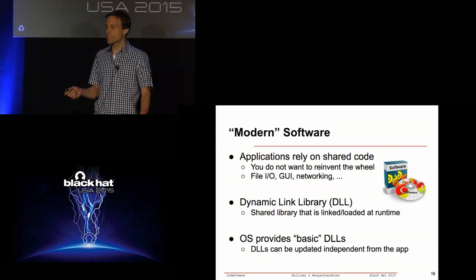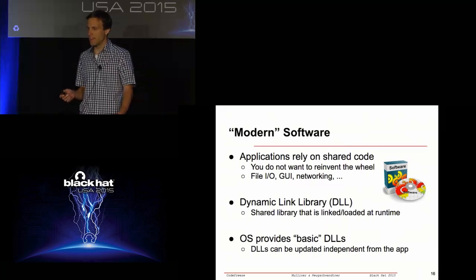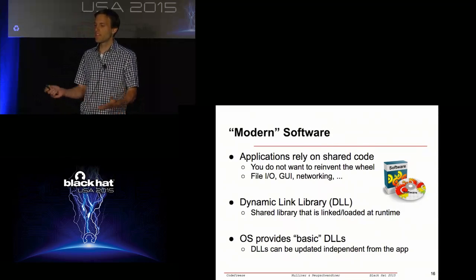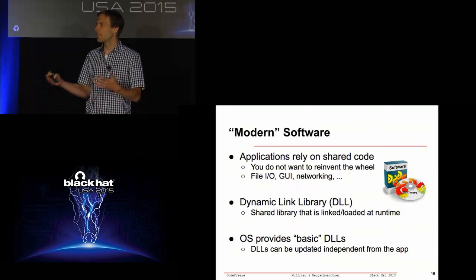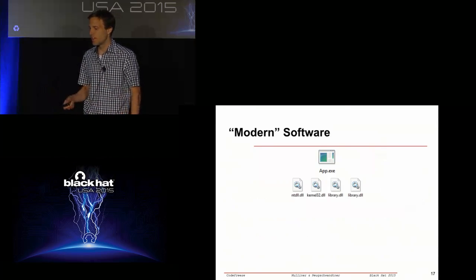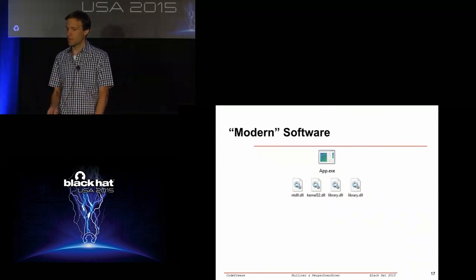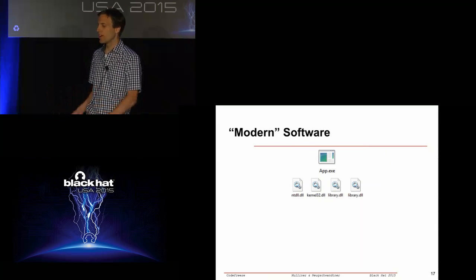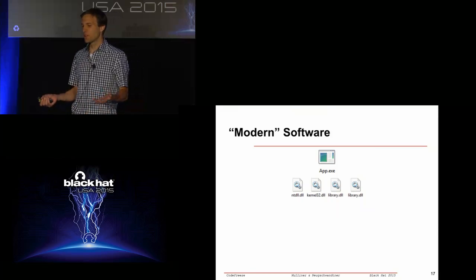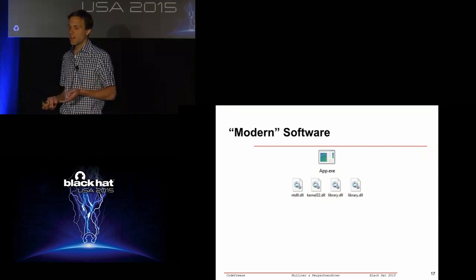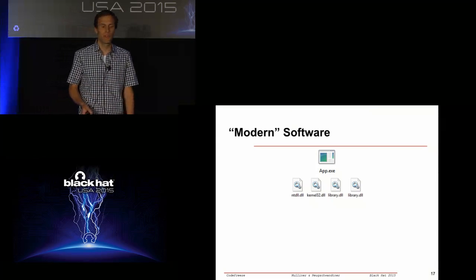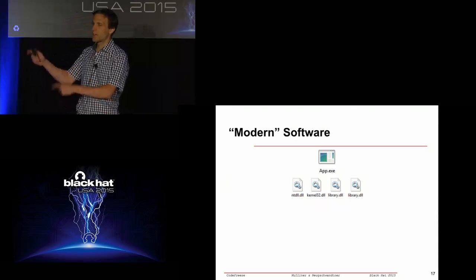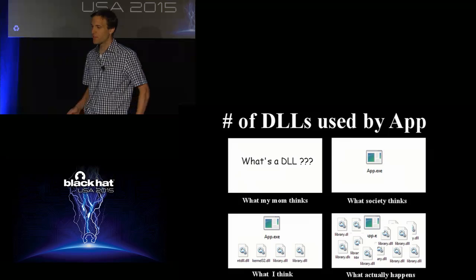The operating system itself provides a couple of basic DLLs, and another advantage is that DLLs can be updated independently from the app. So say you have some new code that displays stuff, then this is automatically going to be used. When we initially thought about the project, we thought that there's one app and it's going to use a couple of basic system DLLs like NTDLL and kernel32 and a couple of other libraries. And you're going to see that slide; we're going to refer to it more often.